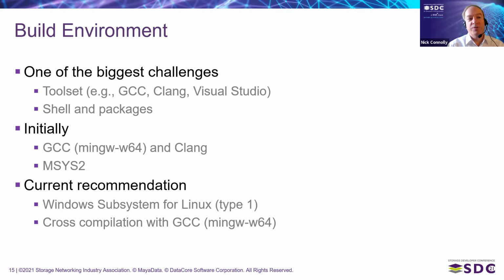The initial work was based around supporting GCC, MinGW-w64, and Clang, and using MSYS2 to provide a shell. But this is complex to set up and won't run the SPDK test suites because Python 3.8 doesn't include support for Unix sockets on Windows. The current recommendation is a Windows Subsystem for Linux Type 1 installation using GCC as a cross-compiler, which produces native Windows binaries and allows the tests to run.